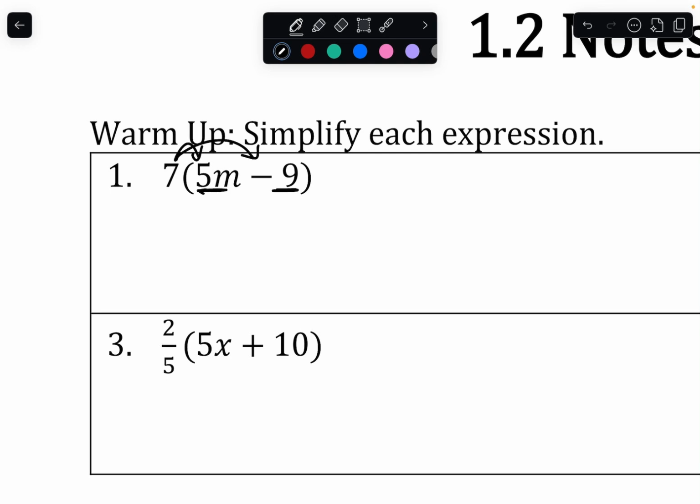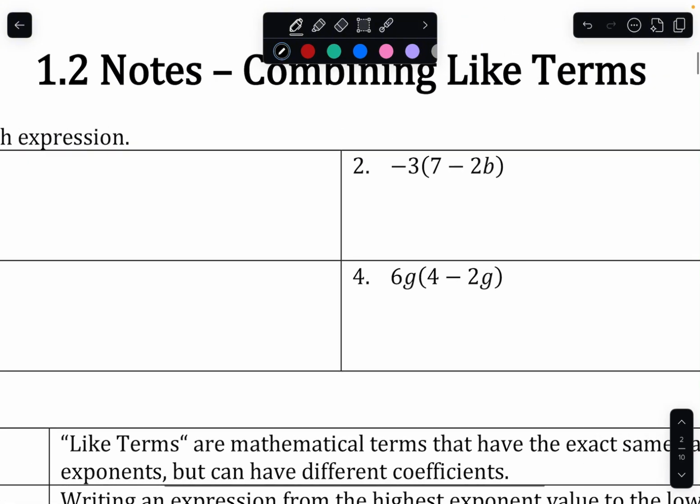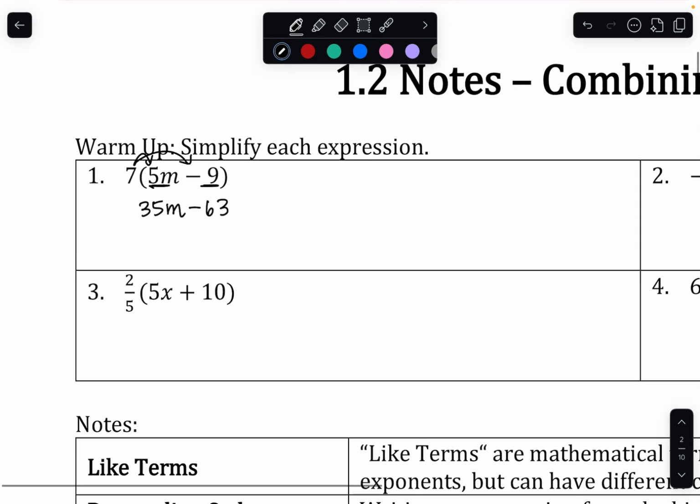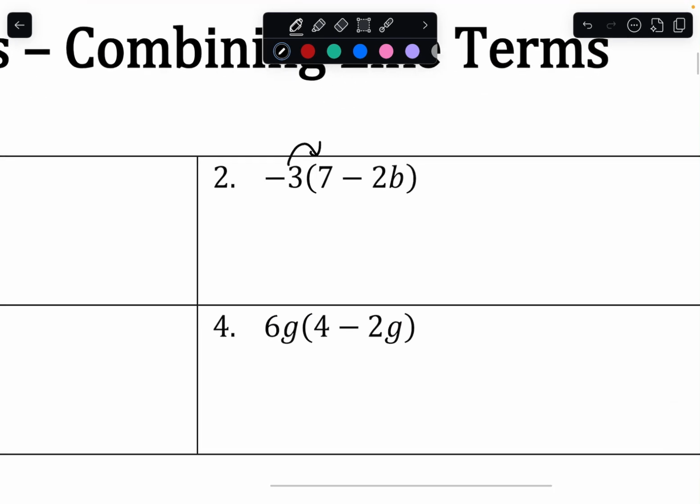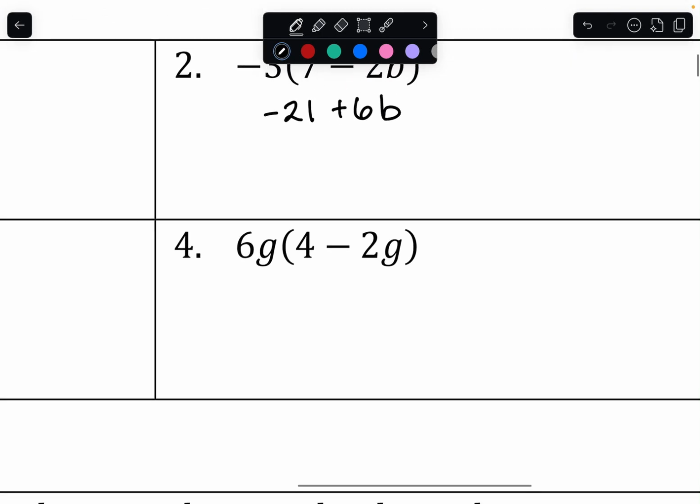So 7 times 5m is 35m. 7 times negative 9 is negative 63. Do not combine those because these are not like terms. Here we're distributing a negative 3, and so negative 3 times 7 is negative 21. Negative 3 times negative 2 is positive 6b. When you multiply two negatives, it becomes positive.